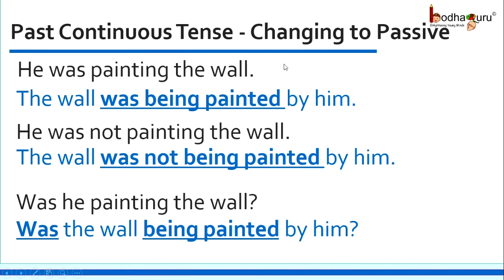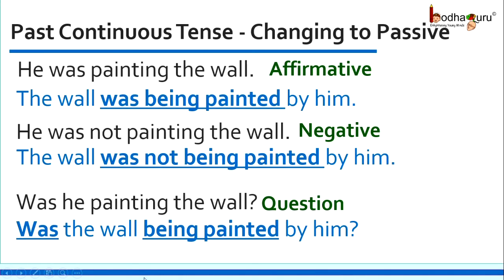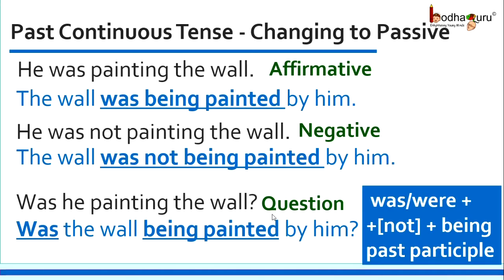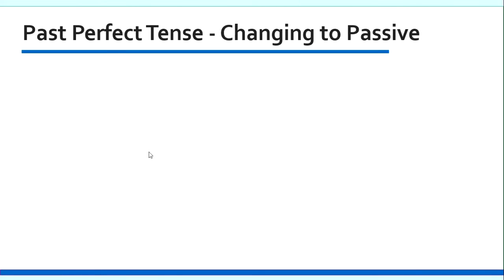And if you see, the first case is the positive or the affirmative sentence. The second case is the example of negative sentence. And the third one is the question or the interrogative sentence in past continuous tense. And in all of these, we'll see the format will have was or were plus the optional not for the negative sentence plus being plus the past participle for passive voice in past continuous tense. Next, coming to past perfect tense.